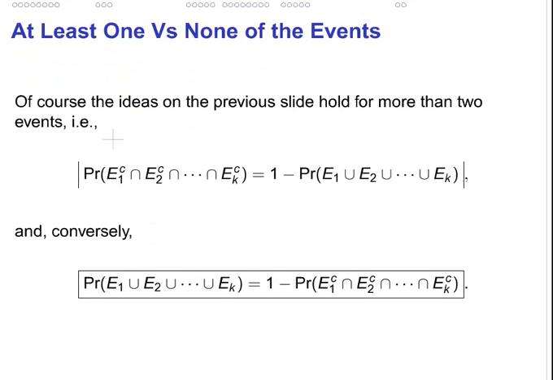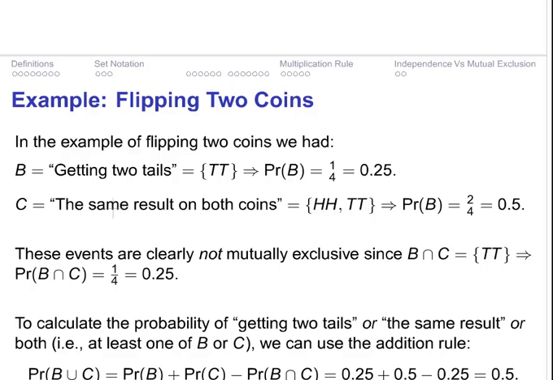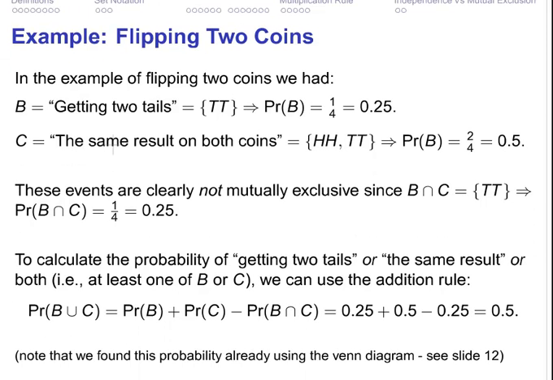So, the ideas in the previous slide hold for more than two events. The complement of the union of all of those events is the intersection of all the complements. Essentially, it just applies to more than one event. This just sets up some things we're going to see in examples.